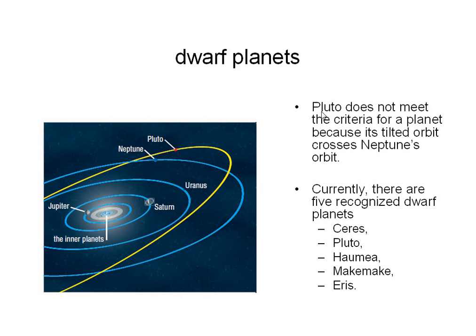How come? Because Pluto does not meet the criteria for a planet, because of its tilted orbit. Okay, so the orbit, this red one, is tilted, right?